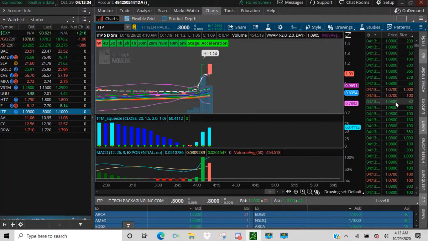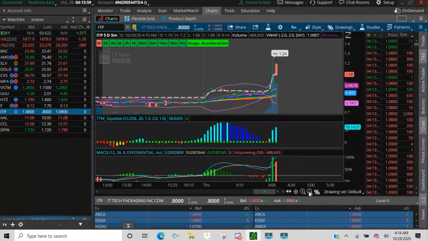Look at all these buys as I scroll through this. This is loaded. You want to see time and sales loaded like this early in the morning. This is a trade that's going somewhere. And I will tell you, I alerted it yesterday at an even better price, at 82 cents, and it ran nicely yesterday.